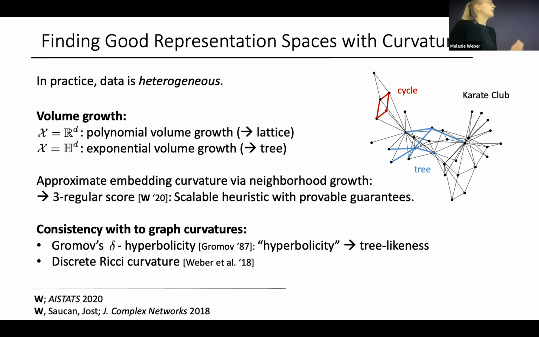So if we can get a good characterization of volume growth or neighborhood growth in our discrete data set, we can aggregate that information across the graph and find a good means for choosing among the three spaces which one is the most suitable. And in this work, I'm not going to go into too much detail, but we have also looked into how we can efficiently evaluate those neighborhood growth rates so that it's scalable for the types of large-scale networks that we typically encounter in practice. And this has strong connections to various notions of graph curvature, so the discrete curvatures that we looked at, also Gromov's delta hyperbolicity that some of you might have heard, which is classically used to detect hyperbolicity or measure tree-likeness in graphs.